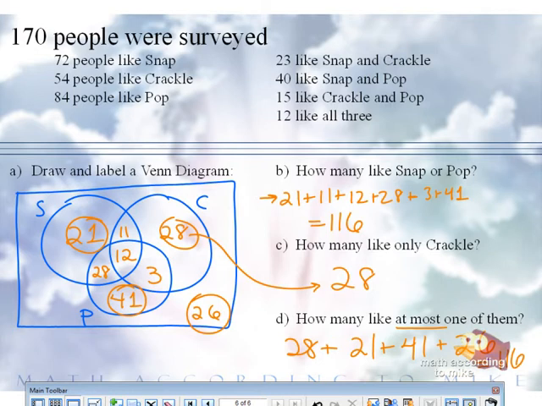If you add up these three numbers, the thing is, though, some of the people that like snap also like crackle, and some of the people that like snap also like pop. You can't just add them together because you're double counting those people. Oh, because many people might like more than one. Exactly. That's why. So 170 people were surveyed. Correct. So that's why you want to start in the middle and then branch out from there.